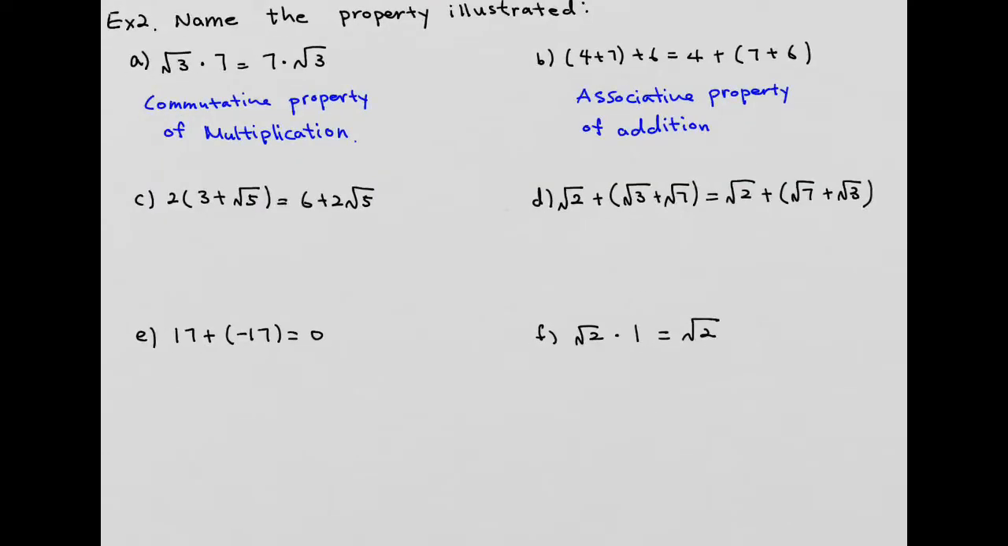So C, we have 2 times 3 plus square root of 5 is equal to 6 plus 2 square root of 5. Well, this is going to be equal when you distribute the 2, right? So that's why the property name is the distributive property of multiplication over addition.